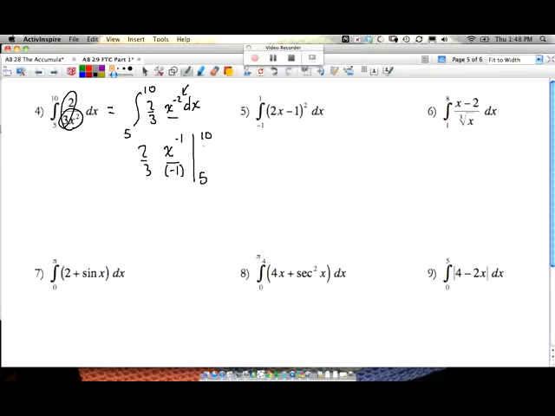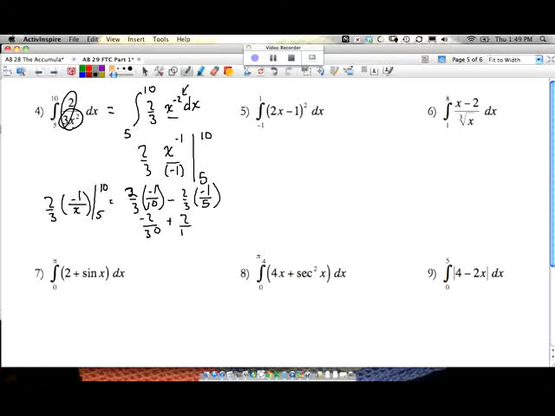So now to split that up, I'm going to have 2/3 times -1 over x, and that's from 5 to 10, which is really 2/3 times -1 over 10 minus 2/3 times -1 over 5. So if I were to simplify this, I got -2 over 30 minus, now the next one here is minus, so that's plus 2 over 15.